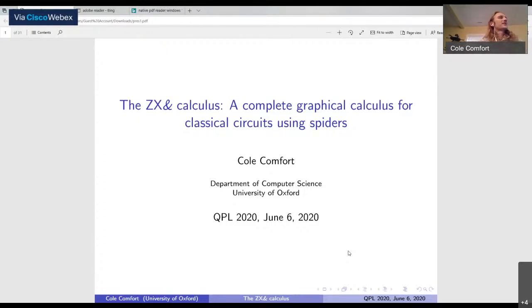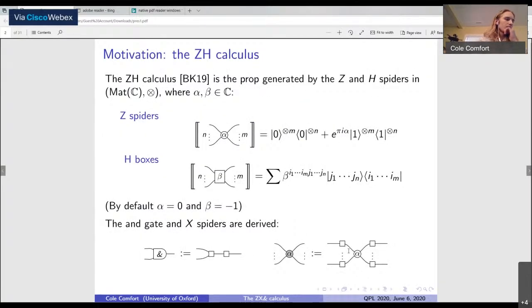Yeah, so I guess this year is the year of the AND gate at QPL. So this talk is kind of related to Harney's talk, and maybe I'll try to relate it a bit to that. So the title is the ZX AND calculus. So the idea is you have the ZX calculus plus the AND gate, and I give a complete presentation of this, and also give a concrete equivalence. So a little motivation beforehand.